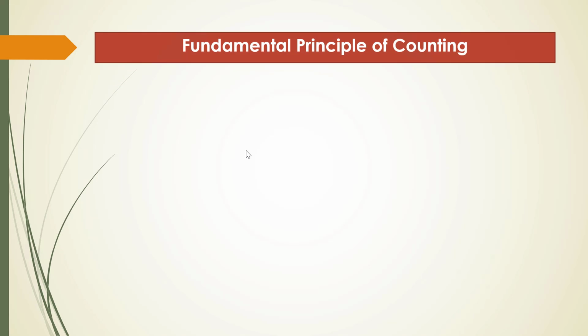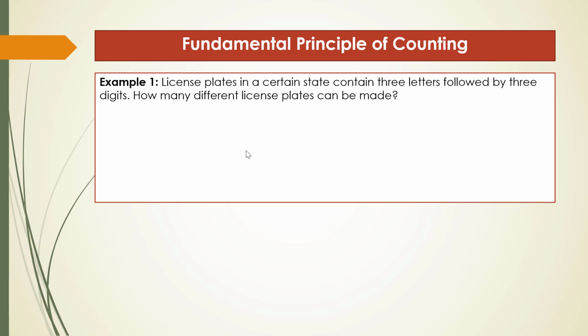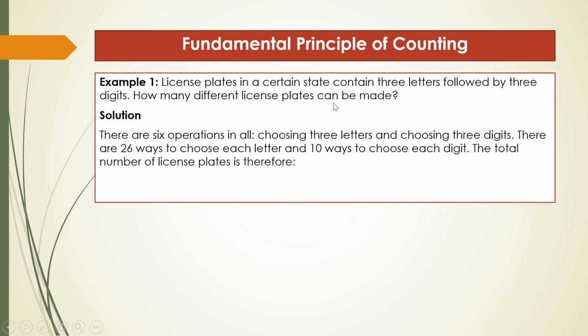Now we consider a system of more than 2 operations. Example 1. License plates in a certain state contain 3 letters followed by 3 digits. How many different license plates can be made? So for this example, we have a total of 6 operations. The first 3 operations are choosing 3 letters, and the last 3 operations are choosing 3 digits.